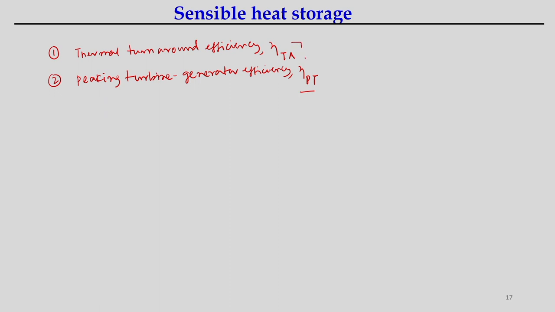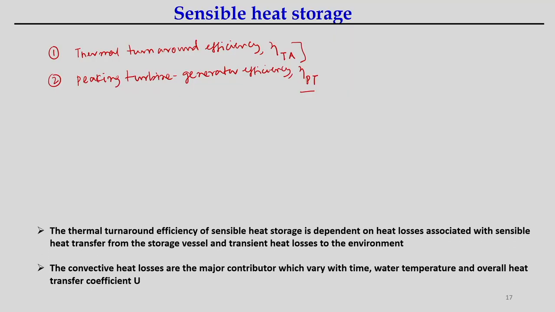And this eta TA, that means thermal turnaround efficiency, is a function of losses associated with heat transfer to and from the steel tanks, structural members of the accumulators and interconnecting pipes, and also the transient heat losses to the environment. So, this thermal turnaround efficiency of sensible heat storage is dependent on heat losses associated with sensible heat transfer from the storage vessel and transient heat losses to the environment in particular.